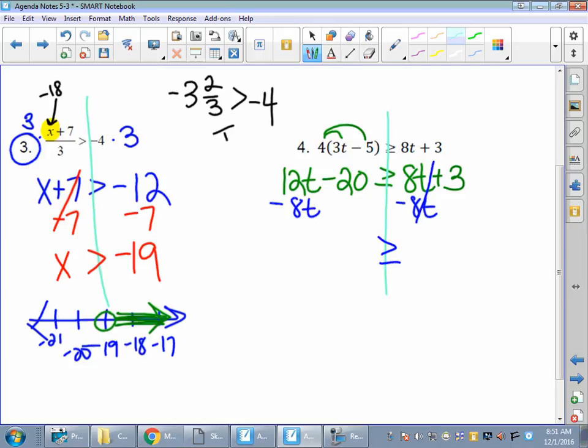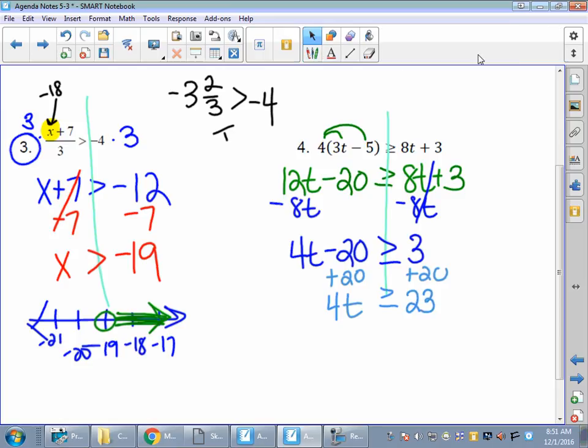So that means I've got 12t minus 8t is 4t minus 20 equals 3. Now I'm going to get all my numbers to the right-hand side. So I'm going to add 20, add 20. So I get 4t greater than or equal to 23. I'm going to go ahead and finish that problem by dividing by a positive 4.